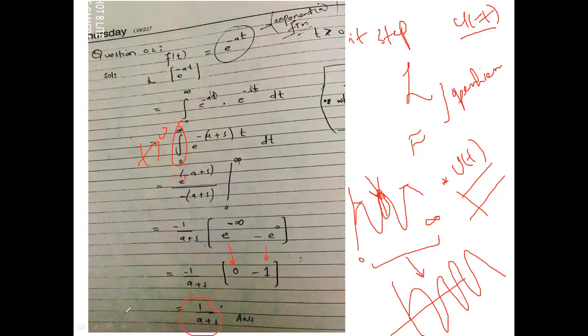So you also have to remember that the Laplace of e to the power minus at is this. Remember, if we have minus over here, the answer is 1 over s plus a; if we have plus over here, the answer will be 1 over s minus a.